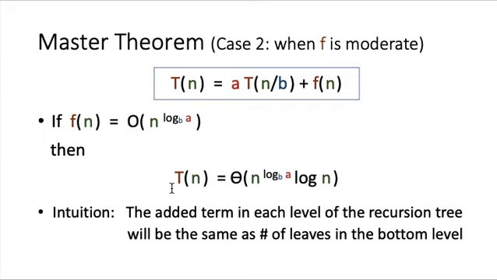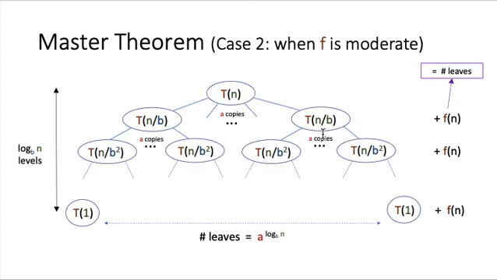Then in that case, T of n will be equal to theta of n to the power log a base b multiplied by log n. So we have an extra log n factor in the T of n term. The intuition is that the added term at each level of the recursion tree will be the same, and it is the same as the number of leaves in the bottom level. So this is what we are going to expect.